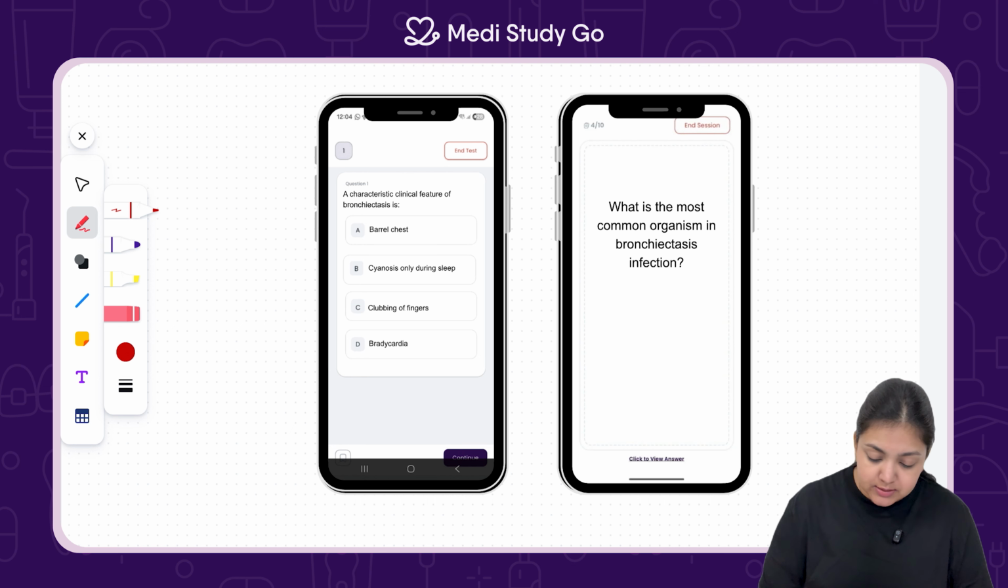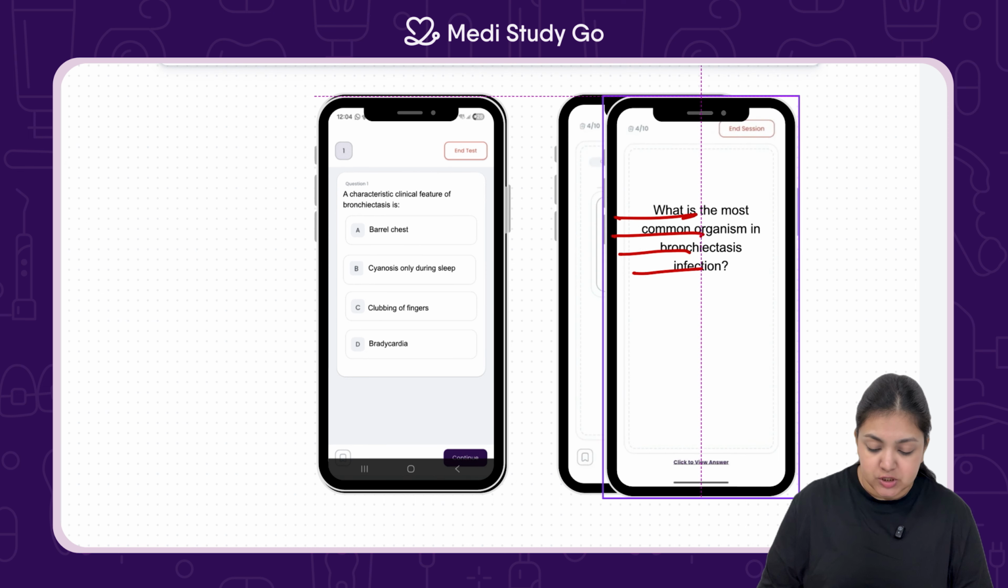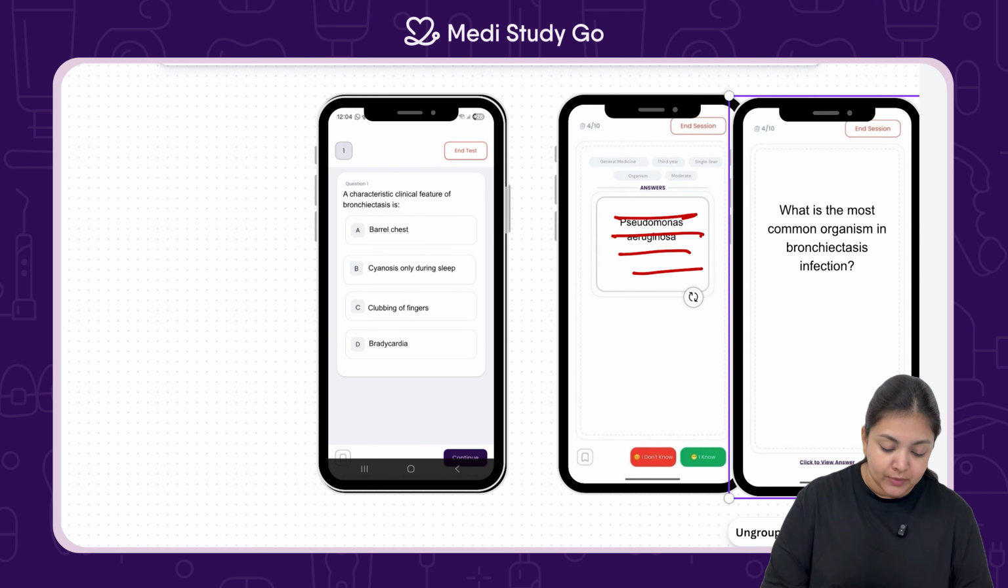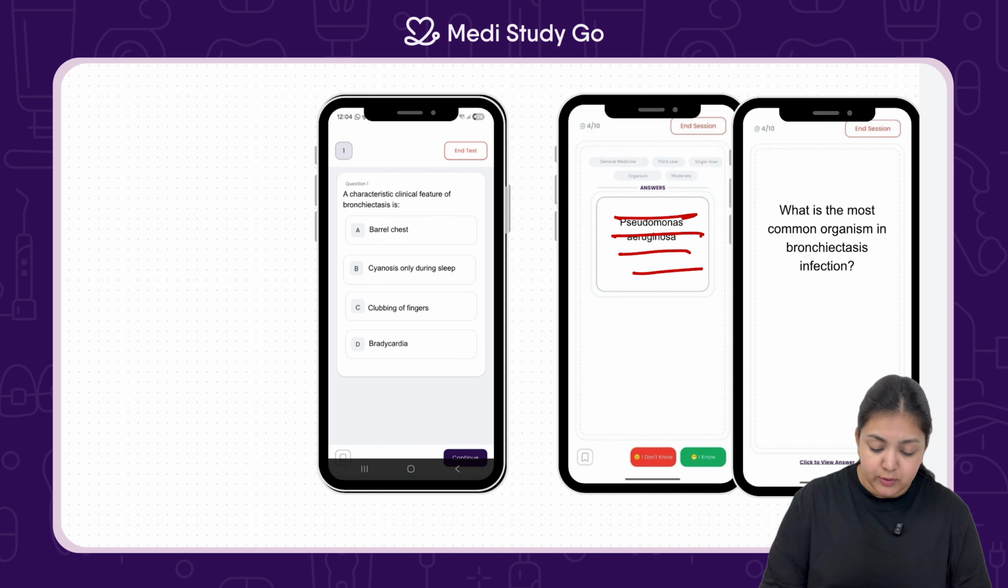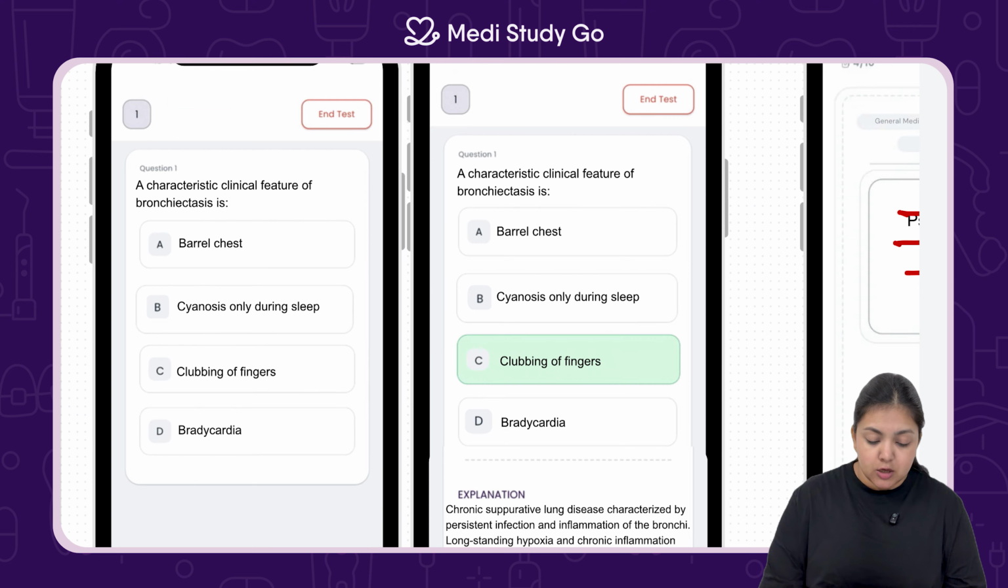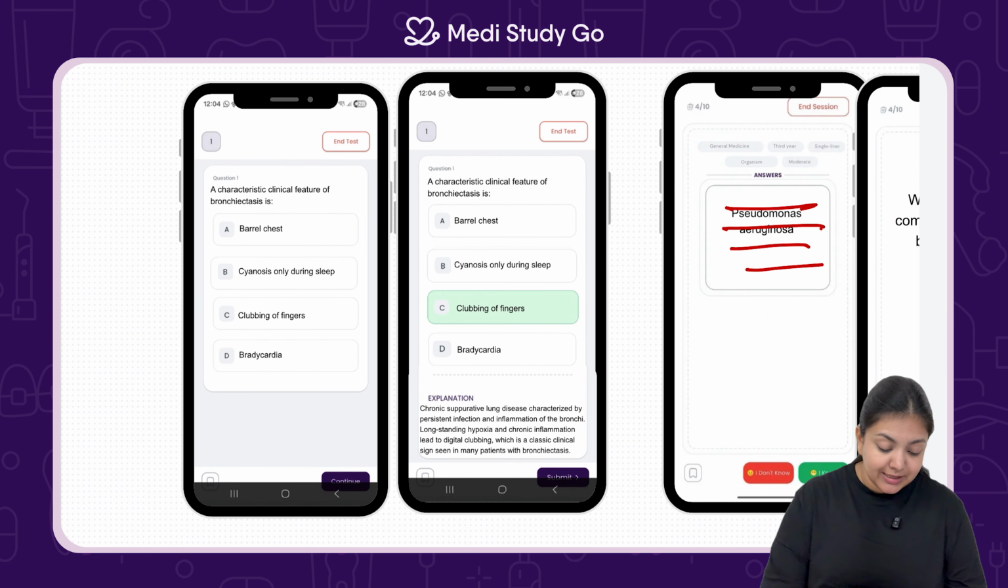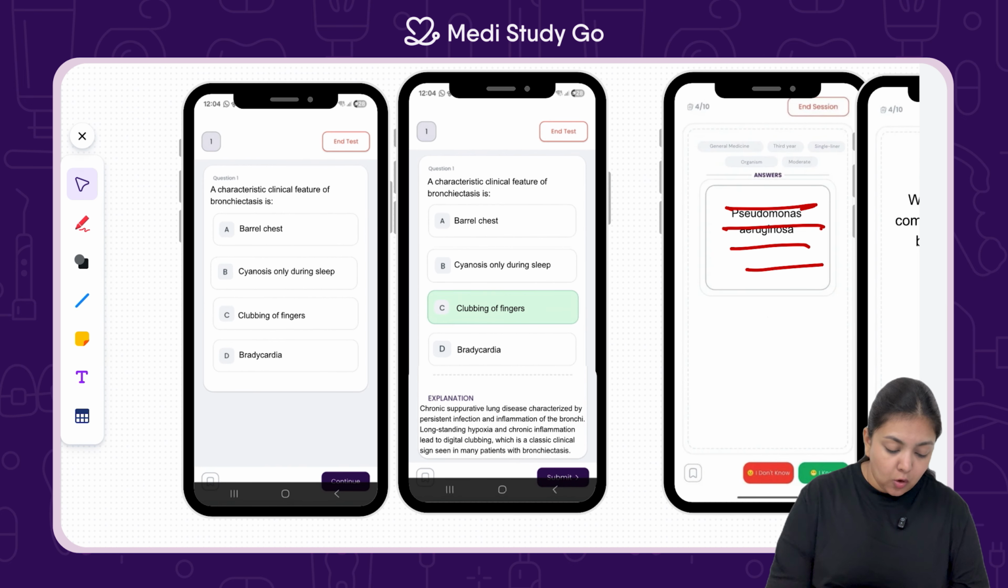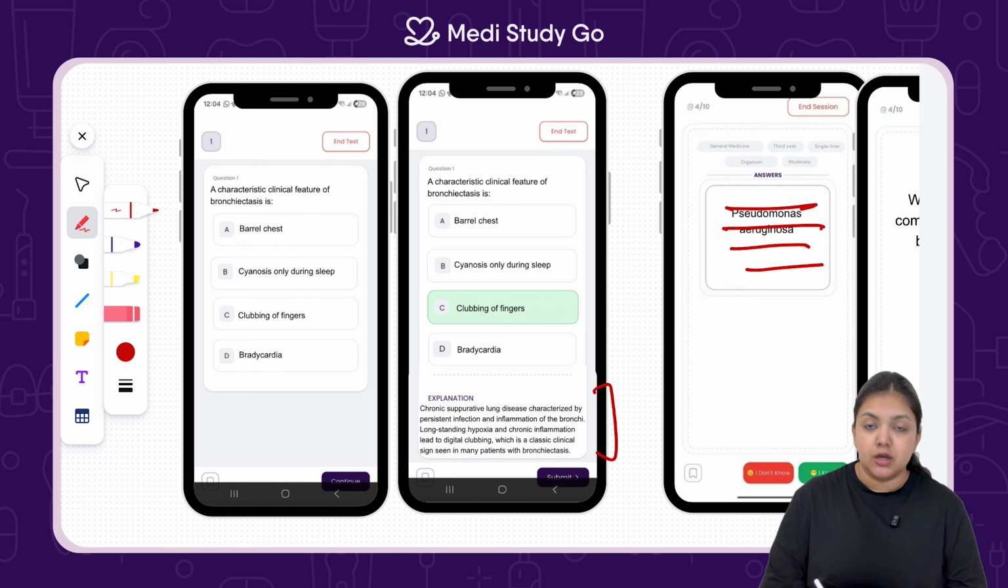So, for example, this one, what is the most common organism associated? As we studied in the starting, it is Pseudomonas subspecies, which is Pseudomonas aeruginosa. And if we solve the MCQ, a characteristic clinical feature of bronchiectasis is barrel chest, cyanosis, clubbing, or bradycardia. As we studied, it's clubbing of fingers. So if you solve such questions in the app, you can easily view the answer along with the explanation which is also given.